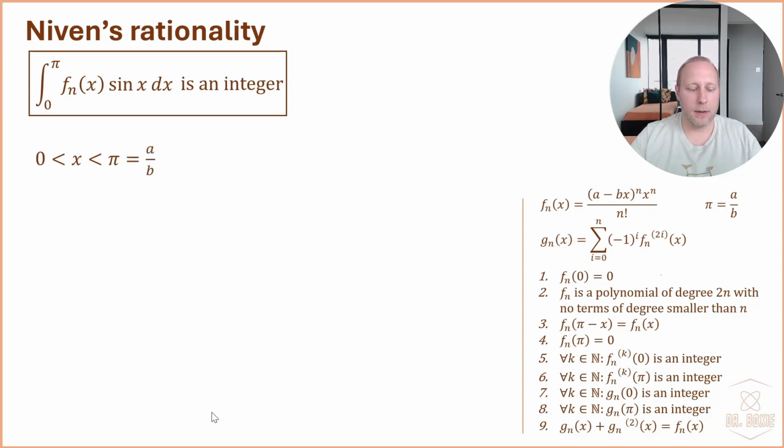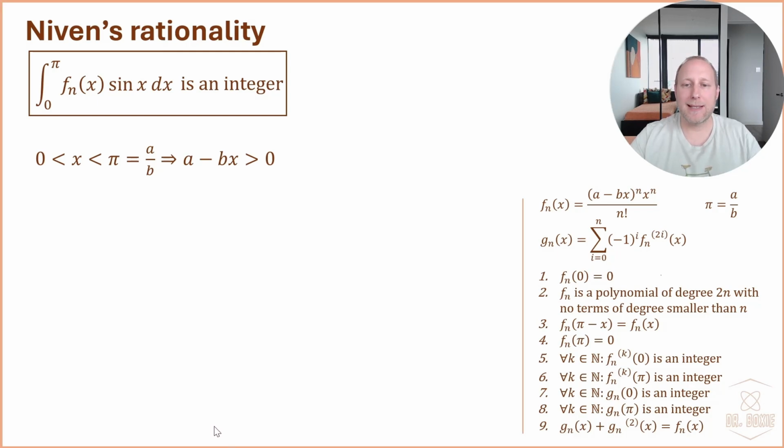If we now multiply the expression x is less than a over b by b, we get that bx is less than a. In other words, a minus bx is larger than 0. Now that means that fn itself is larger than 0, because fn is a minus bx to the power n, which is positive according to what we just saw.